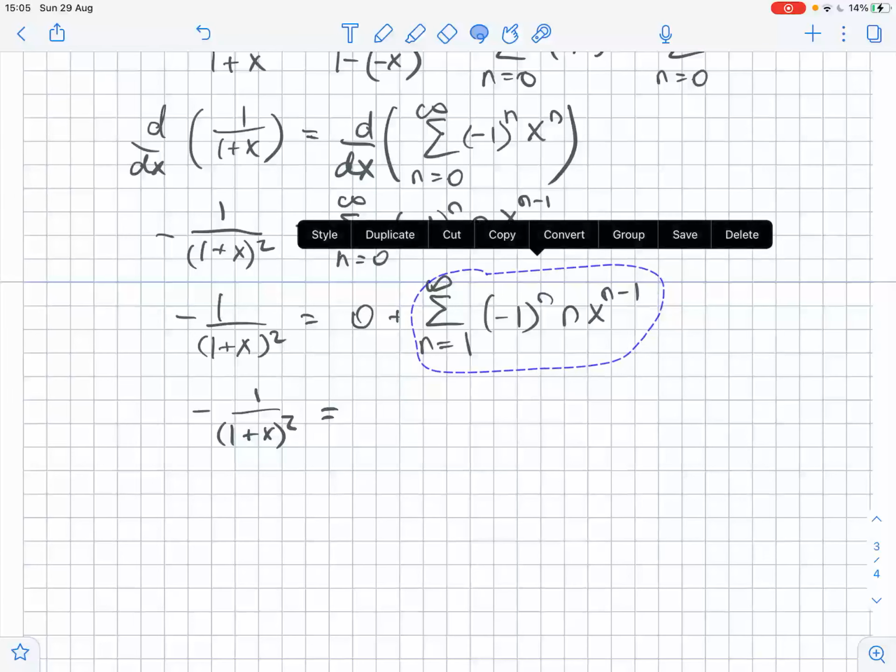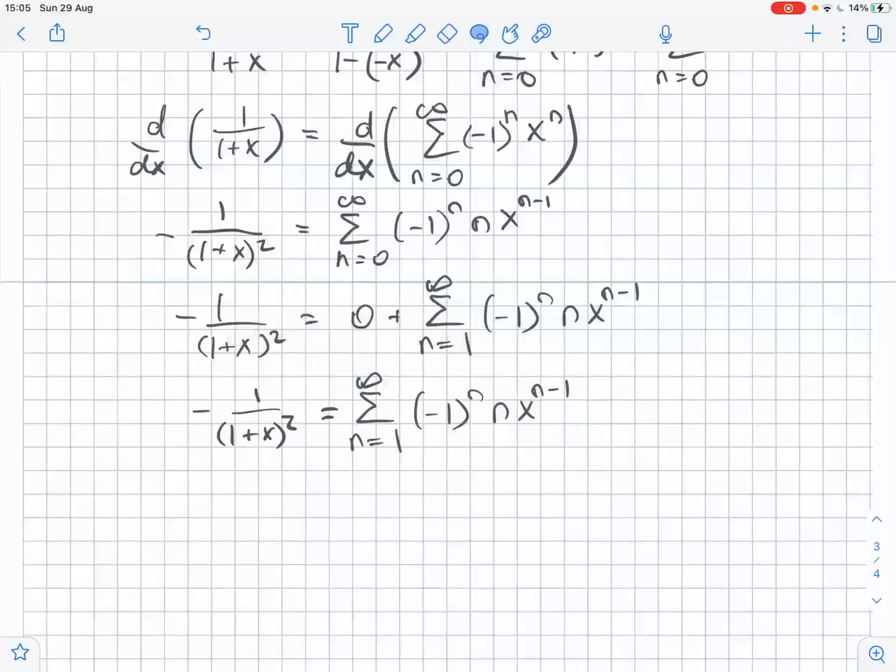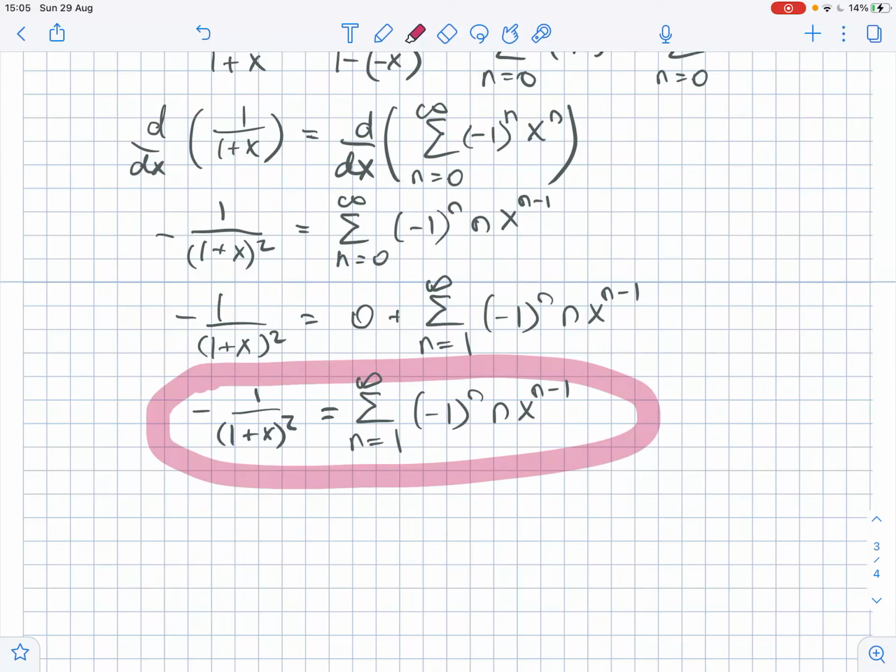So then we get that negative 1 over 1 plus x squared equals this expression. So this is the function which we were looking for. And now we need to find the interval of convergence here.